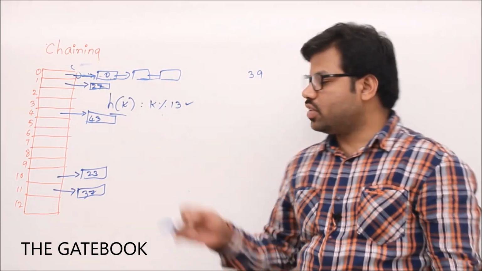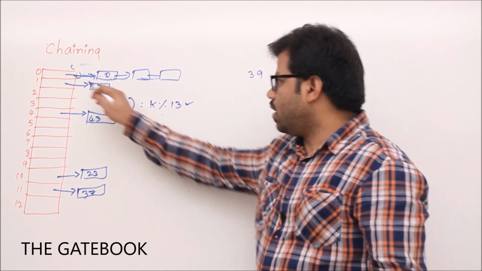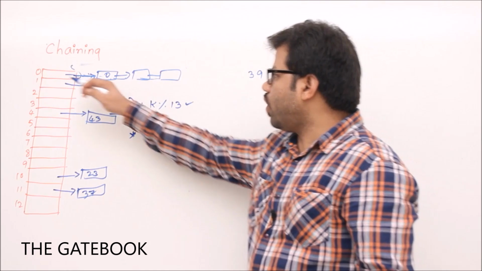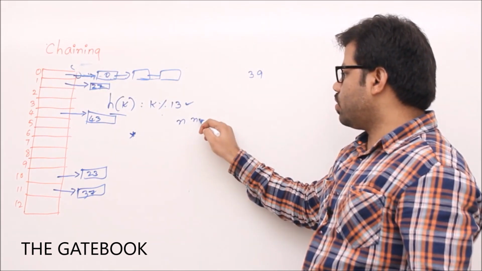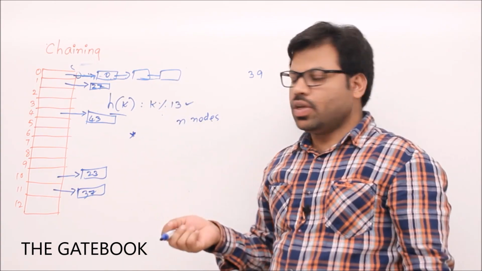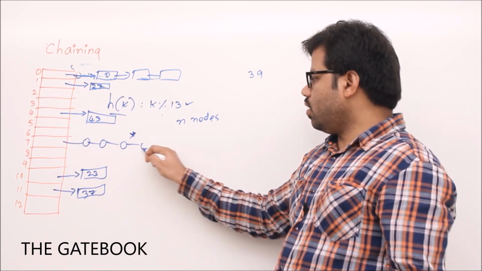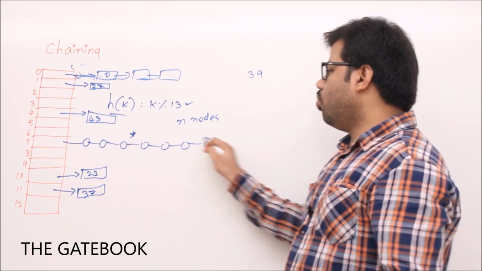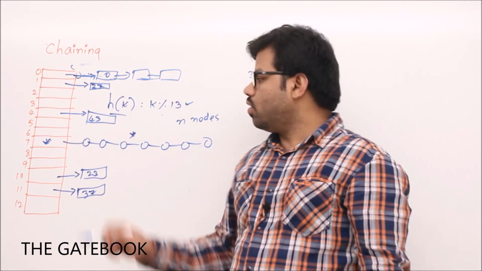What's the problem with chaining? Sometimes, in the worst case, you might have only one chain of n nodes. For example, you are inserting n nodes, and what if everyone's hash value is the same? Then you will form a linked list of n nodes in one bucket, as I can call it. This is what we call a bucket. So what to do then?